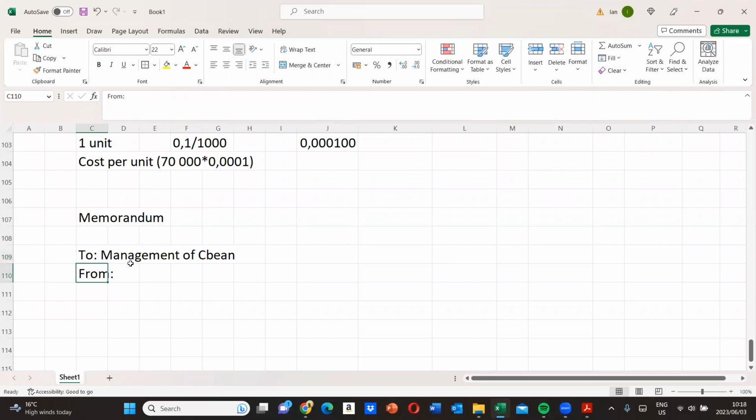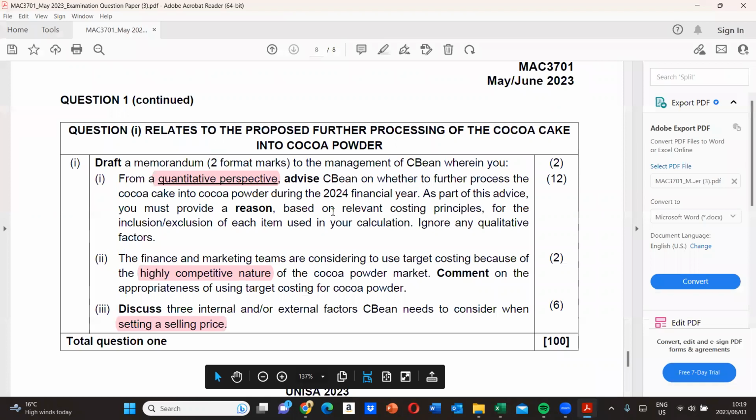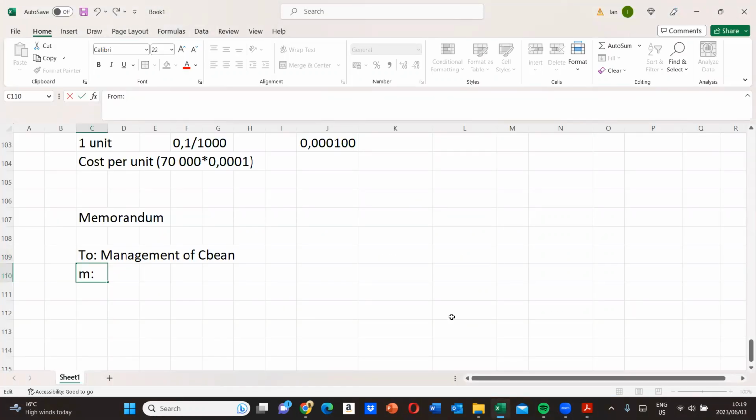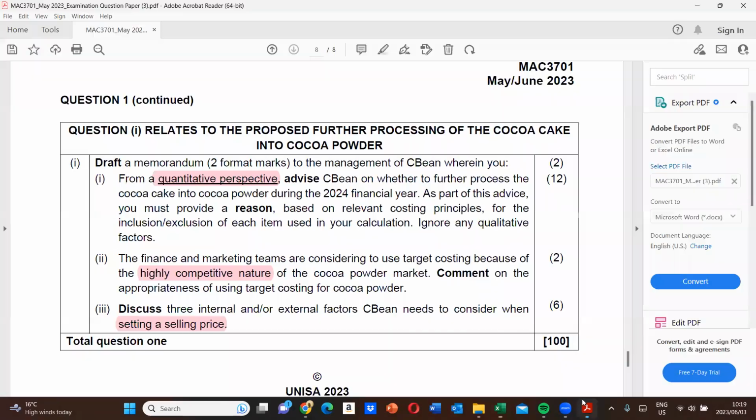From. Now, sometimes in the question they tell you who you are, but if they don't, you can just give yourself a title. So you can say UNISA student, or you can say financial advisor, whatever you want to call yourself. And then you write your date: 3 June 2023. And then why are you writing this? You need to address the quantitative aspects on whether to further process the cocoa beans.